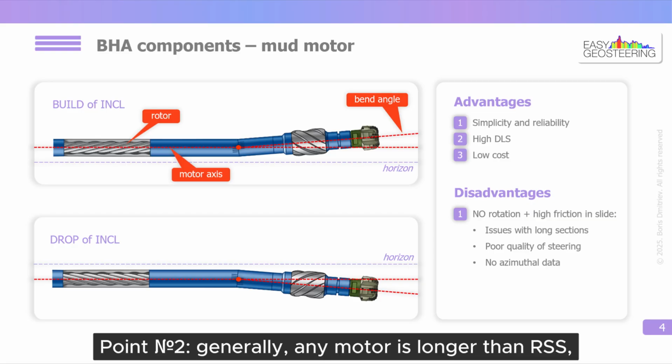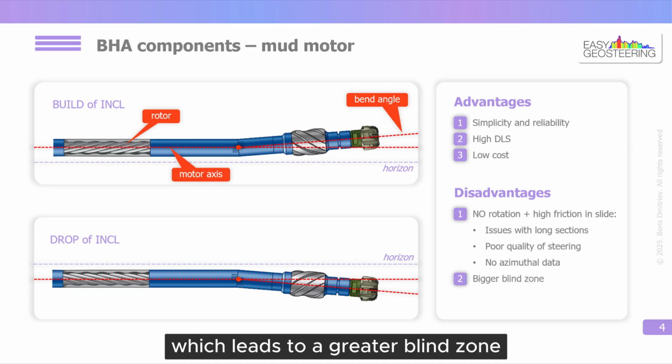Point number 2. Generally, any motor is longer than RSS, which leads to a greater blind zone and increases the associated uncertainty. Additionally, RSS has sensors on board, and the gamma ray distance to the bit can be as small as a couple of meters.